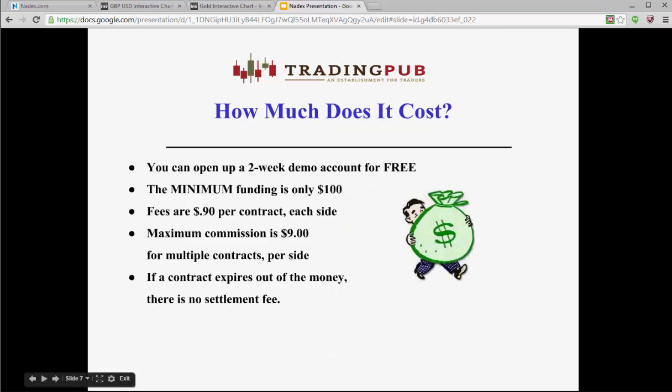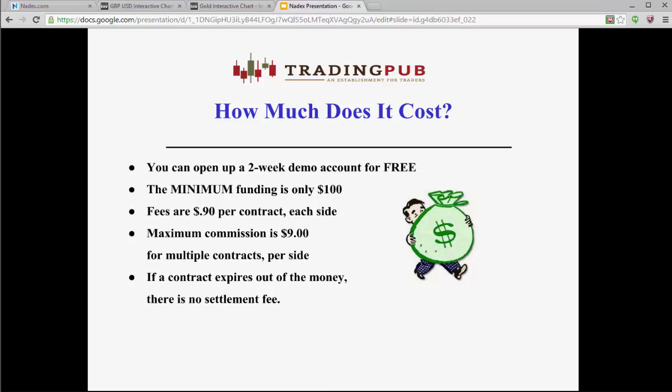So how much does all this cost? First of all, you can go to Nadex.com and download a 2-week free demo of the product. It'll be funded with $25,000 in play money, and it is fully functional. The minimum you need to fund a Nadex account with is $100. That's bare bones minimum. I recommend about $500.